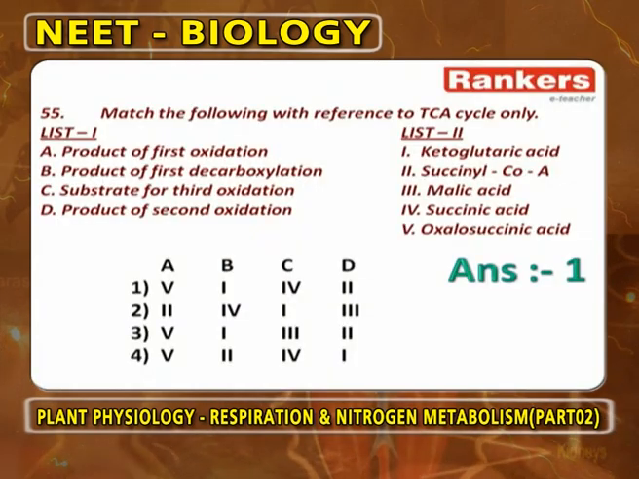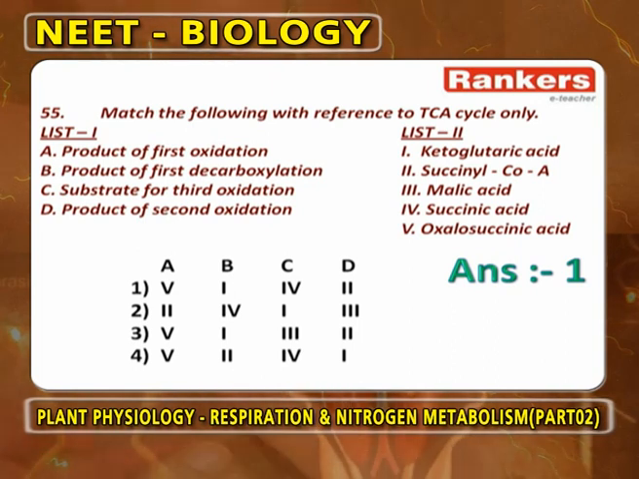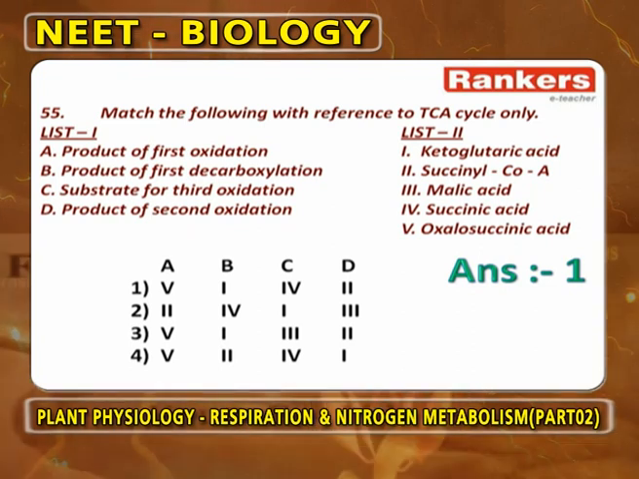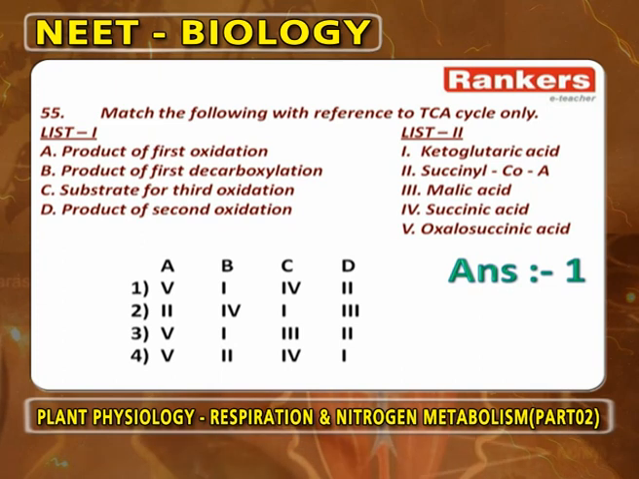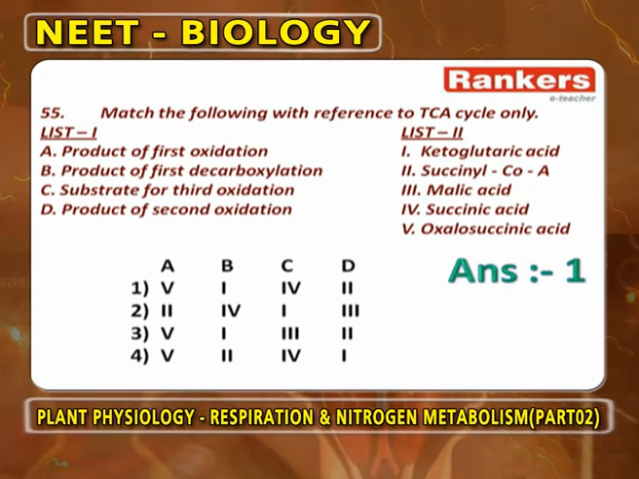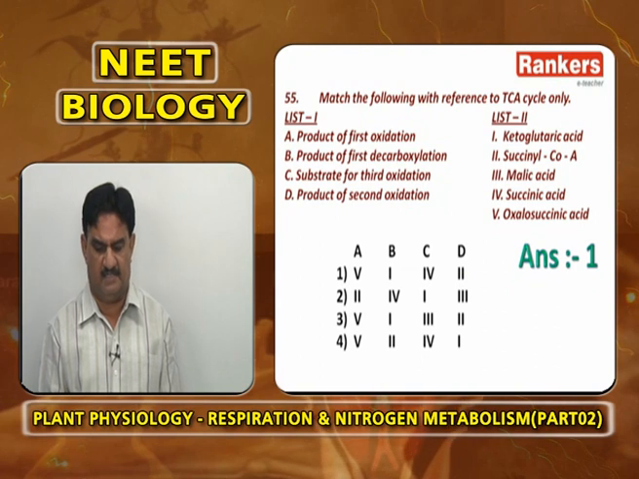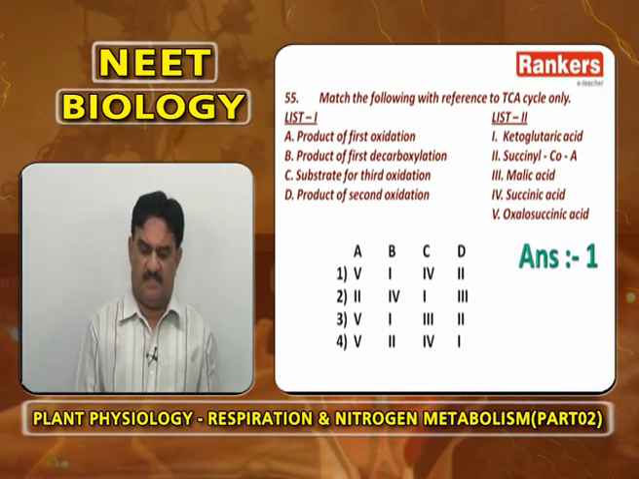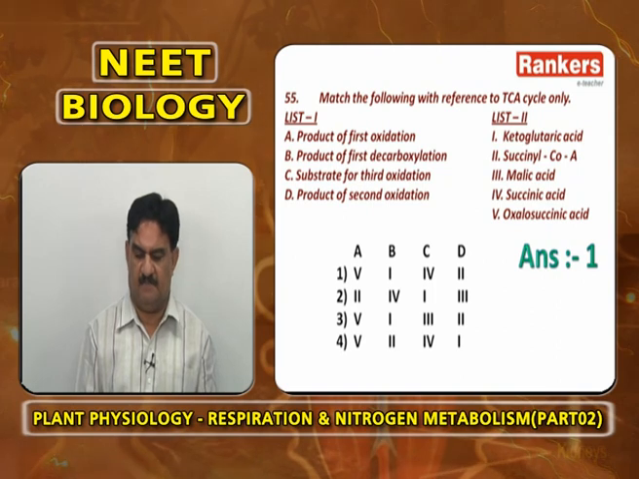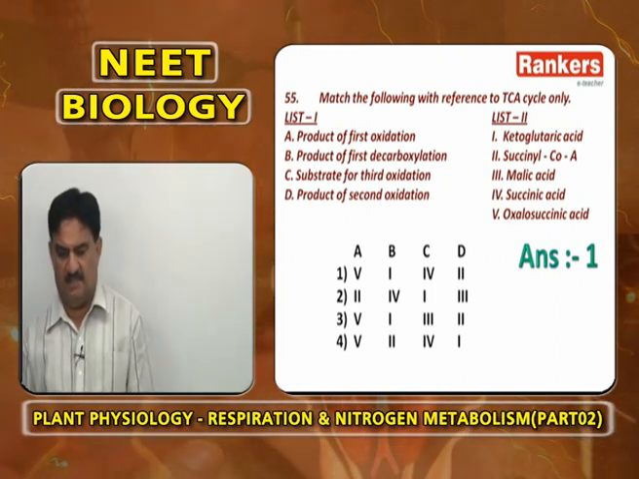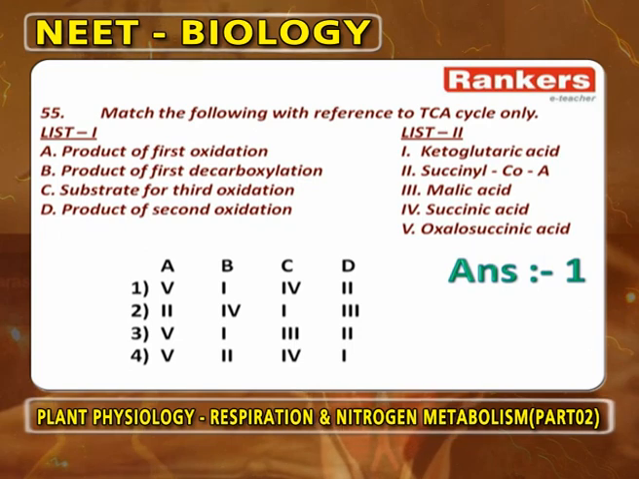Then substrate for third oxidation. Third oxidation means succinic acid converting into fumaric acid, where instead of NADH2, FADH2 is liberated. So definitely succinic acid. And product of second oxidation: whenever second oxidation takes place, alpha ketoglutaric acid converts into succinyl coenzyme A, and NADH2 is liberated. So A5, product of first oxidation, oxalosuccinic acid. B1, product of first decarboxylation, alpha ketoglutaric acid. C4, substrate for third oxidation, succinic acid. D2, product of second oxidation, succinyl coenzyme A. Answer is 1.